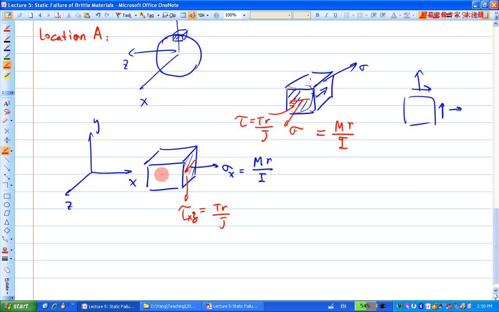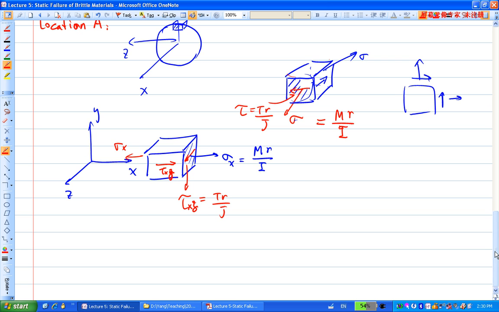Is that good? So on this side here, you have one thing to balance that, tau xz to balance that. And on this side here, you have a sigma, also sigma x, to balance that one. So that's the stress element taken out of location A. So let's do the calculation of these two first.